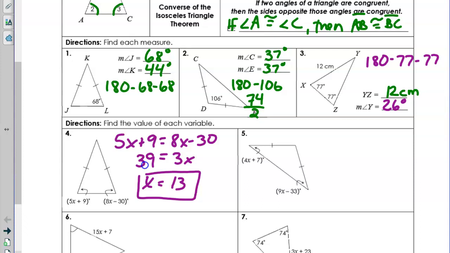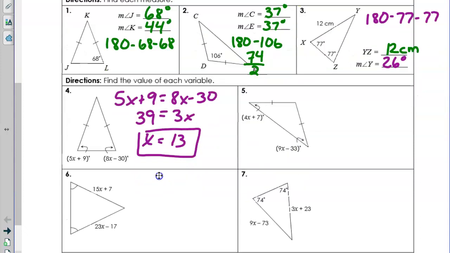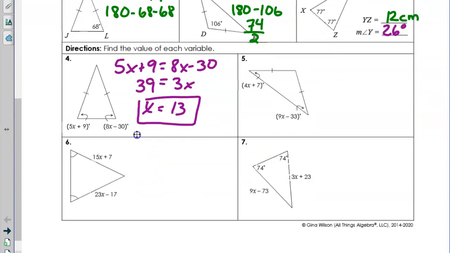And number 5 is just like it, so let's keep moving. What in number 6 is indicating how we can set up this equation? What markings are in there? Yeah, these little arcs are indicating that these two angles are equal. What does that tell us about the opposite sides? They're equal as well. So now what's my equation? Perfect.